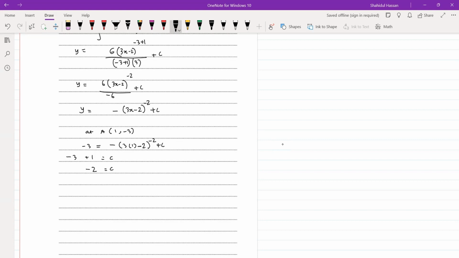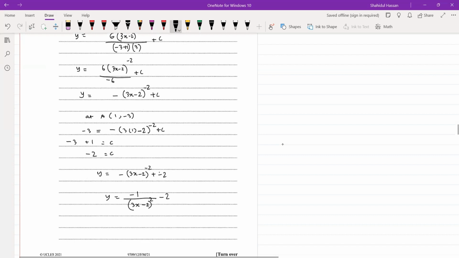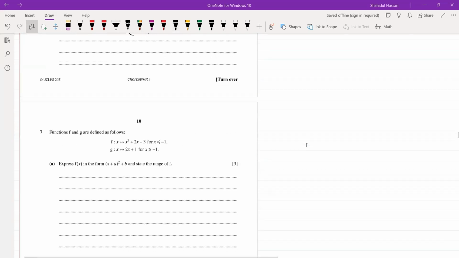So now we can write the equation as y equals minus (3x minus 2) to the power minus 2 plus c, which is equal to minus 2. Someone may choose to write it like this: minus 1 over (3x minus 2) squared minus 2. So that should be your final answer, and that should be the equation of your curve. Okay, so that's how you do question number 6.